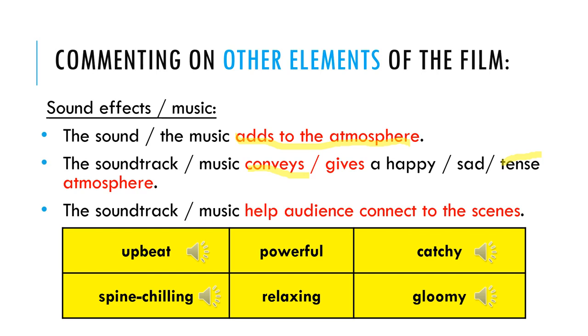Or if you are really touched or moved by the piece of music, you can say that the soundtrack or the music helps audience connect to the scenes. 即係話個音樂咧令到觀眾咧好投入嗰一幕嗰度啦. OK. Now you can see that in the yellow boxes there are 6 adjectives for describing the soundtrack or the sound effects in the movie. Now before I tell you the meaning of the words, okay, I would like to show you the soundtrack of some of the adjectives here. Okay, so the first one is upbeat.